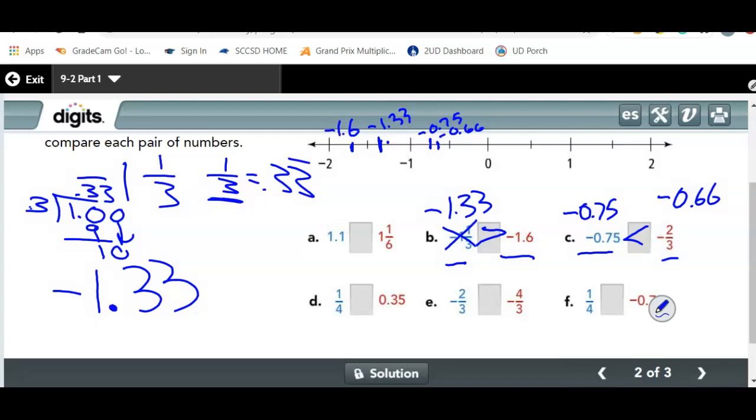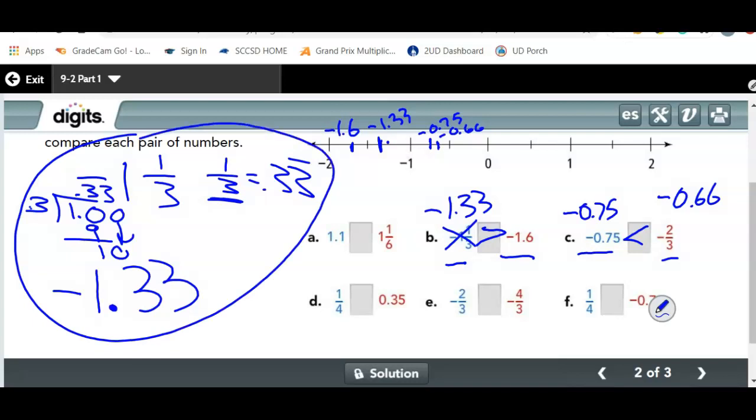So on your homework tonight, you're going to have these problems. I do need to see you compare by changing them. If you just have a greater than sign and a less than sign on your homework, I'm not going to be fair. I will be checking your homework tomorrow. I don't always check your homework. I trust that you are doing it. Please show your work on your homework.